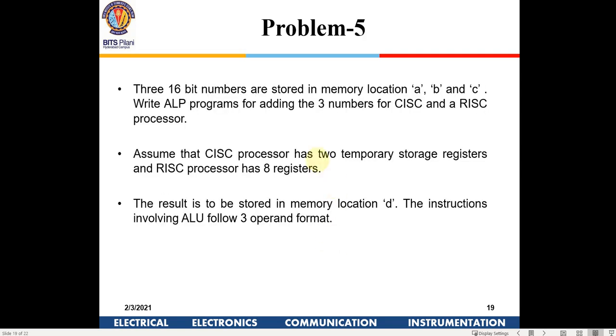Okay, so the next problem. The 16-bit numbers are stored in memory locations A, B, and C. Write an assembly language program for adding the 3 numbers in CISC and RISC processors, and then store the result into D. Assume that the CISC processor has 2 storage registers and RISC has 8 storage registers. So we need to add A, B, C and put the result in D, right?